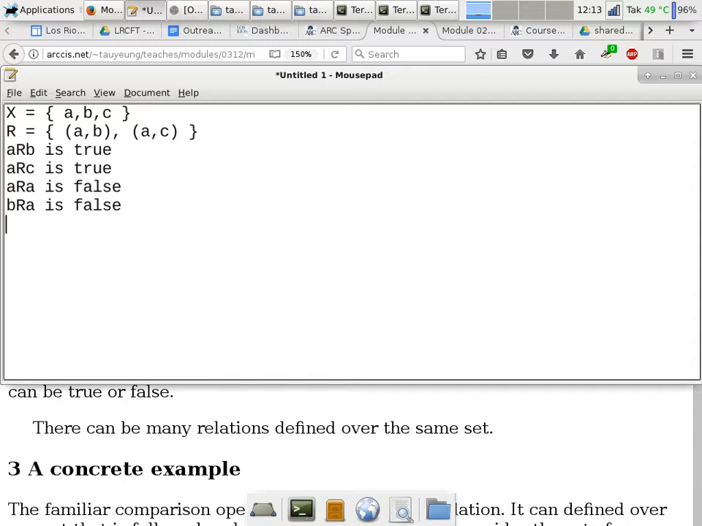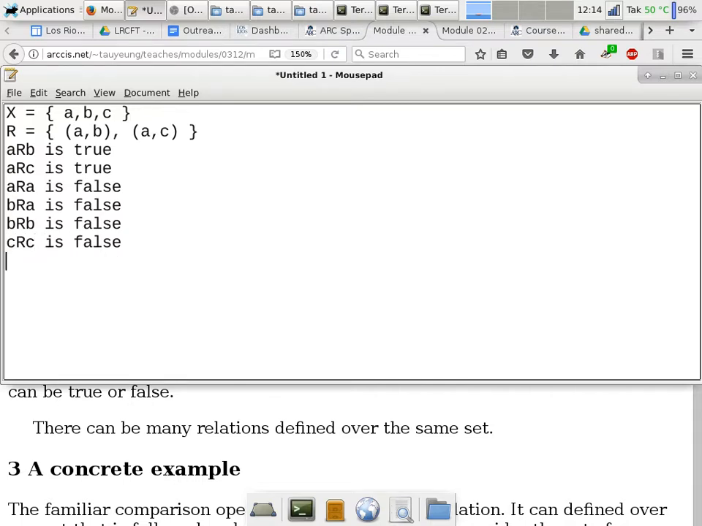So would C R A be true? What do you think? No? Is the two-tuple CA in the set? If it is not, then C does not relate to A. A relates to C, but C does not relate to A. Because B R A is false, it kind of follows that C R A would also be false. So CB or BC would also be false. BRB is false. CRC is false.